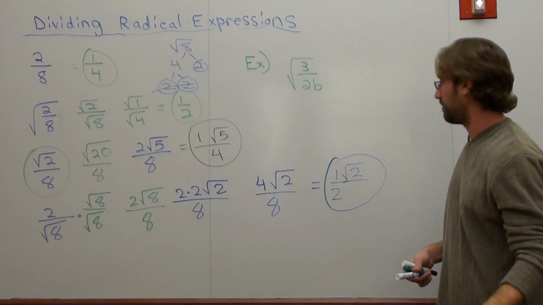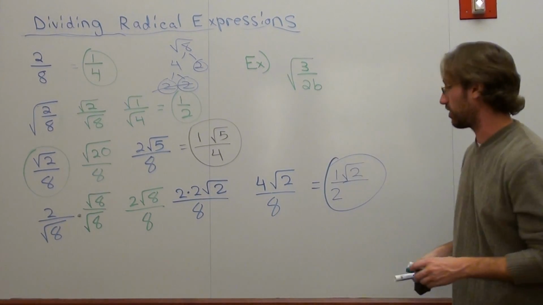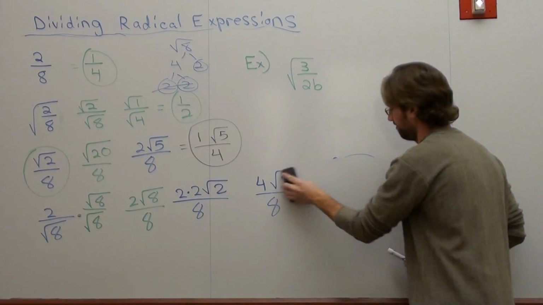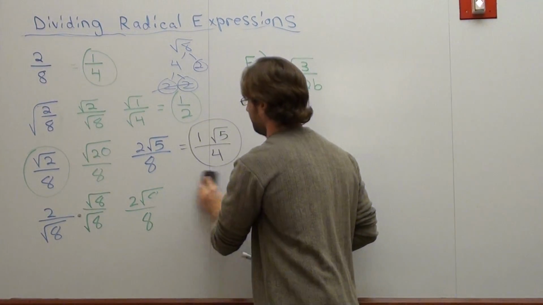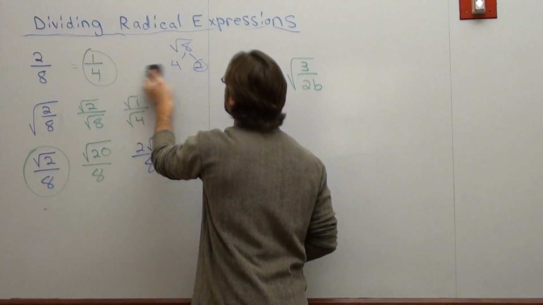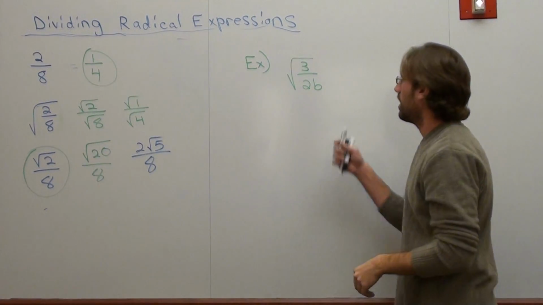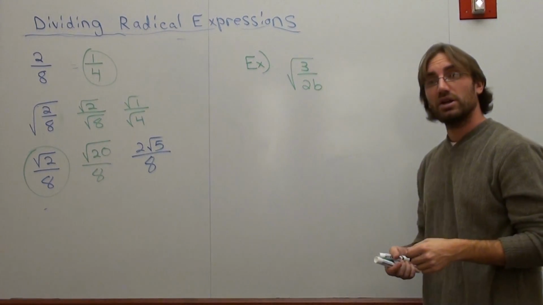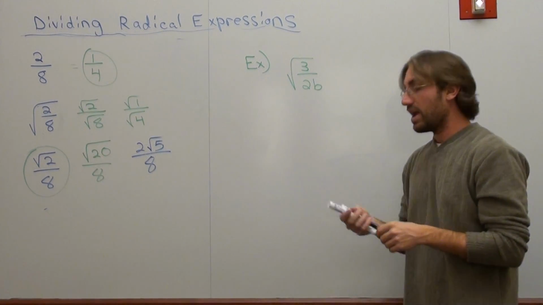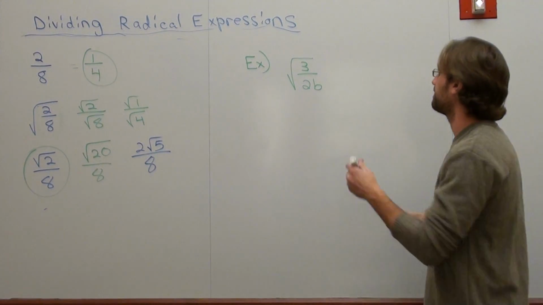Yeah. Not a bad problem. I'm going to go ahead and erase this because I want free range to do what I want on this particular problem right here. Okay. That's enough room. I'm looking at this problem, square root of the quantity 3 over 2b. I can't reduce the fraction 3 over 2b, so what I'm going to do is I'm going to split them.